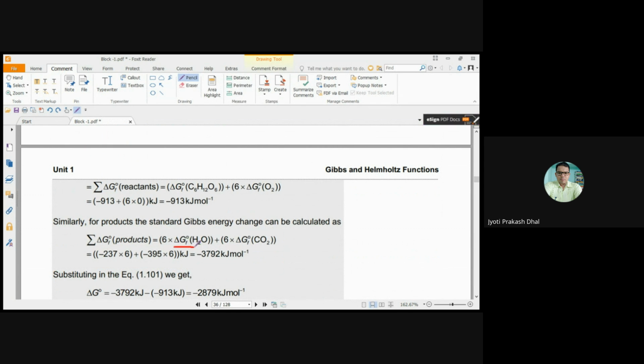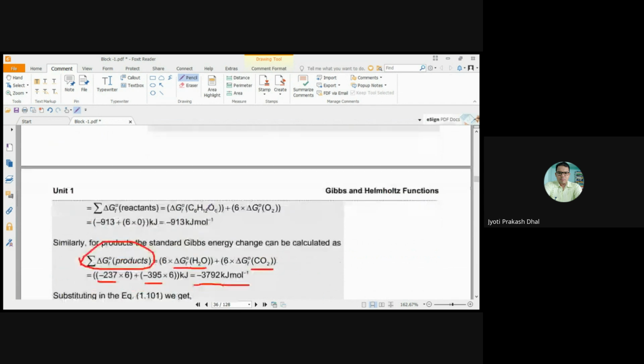The Gibbs energy of formation of water is given in the table, that is minus 237. And similarly the Gibbs energy of formation of carbon dioxide is given in the table, that is minus 395 kilojoule per mole. And hence the summation of Gibbs energy of formation of the products is minus 3792 kilojoule per mole.